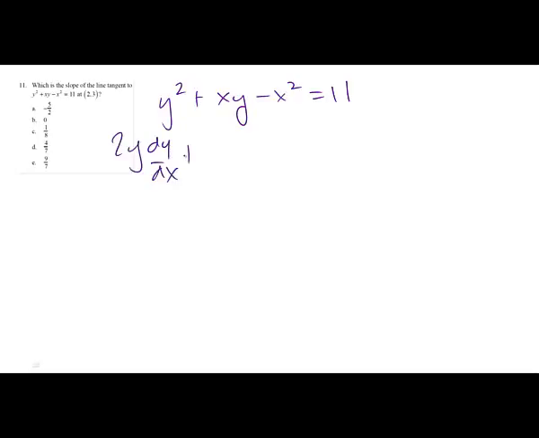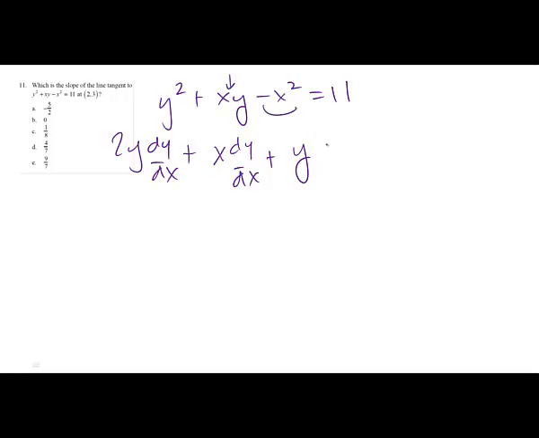Good. And then what rule do I need here? Product rule. So keep the first. What's the derivative of the second? Plus keep the second, which is y. What's the derivative of the first? dy/dx. Okay, now I've got to do the derivative of this thing.